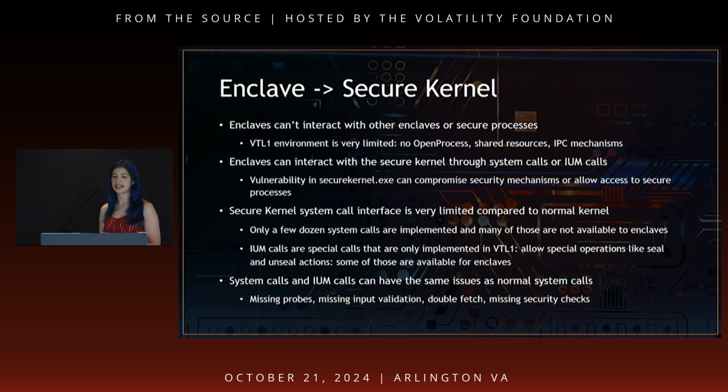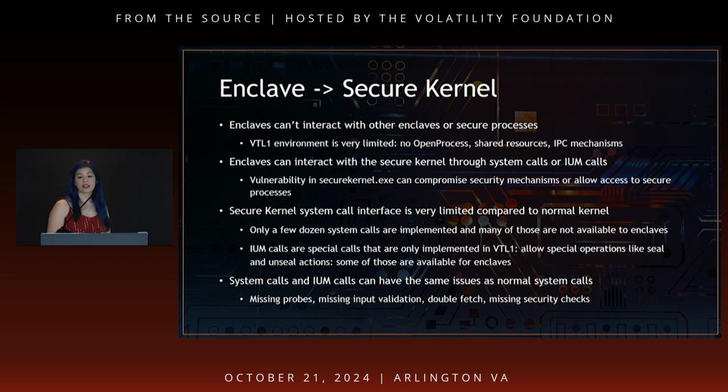So what is that interface exactly? Well, if you have the choice between compromising an enclave and compromising a secure process, go for the secure process. Secure processes do have a limited surface to a secure kernel, only about 50-something system calls. Enclaves are way more limited and only have access to 20-something system calls. So a lot of things don't even work for enclaves. Enclaves don't have IPC mechanisms. RPC is only available to secure processes, but not enclaves. It doesn't mean there's no bugs, but it can be a little bit more challenging.